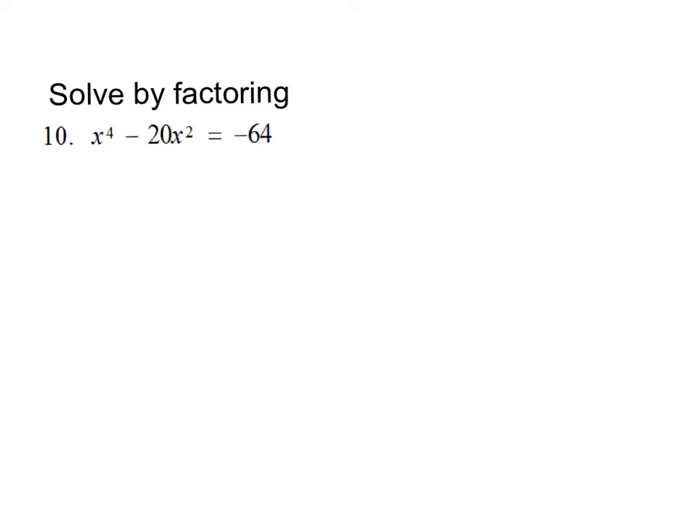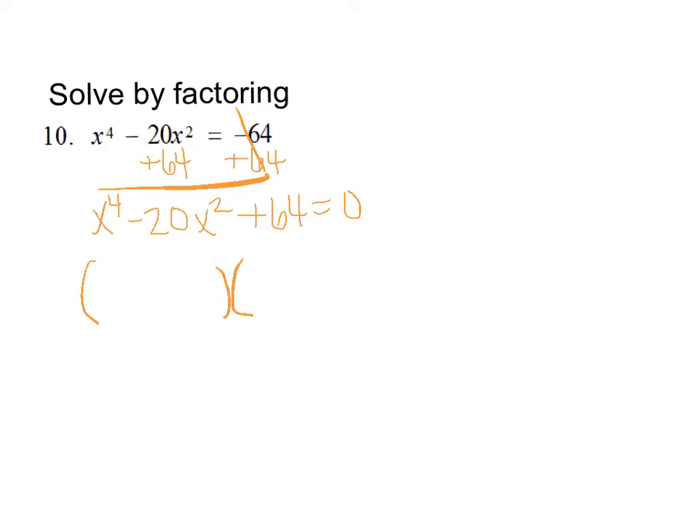Okay, so here we need to solve by factoring. First of all, though, I see that this is equal to -64 instead of equal to 0. So our very first step is to add that 64 to both sides so that we have the right form. So now I have x to the 4th minus 20x squared plus 64 equals 0. And now I'm ready to go, setting up my parentheses here.